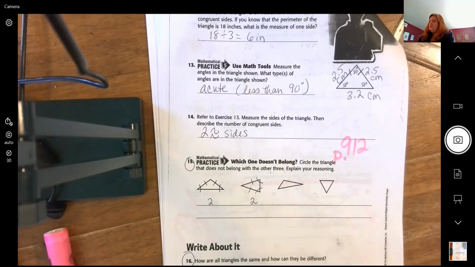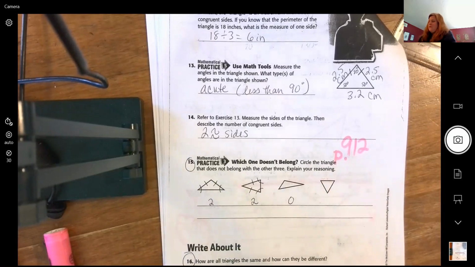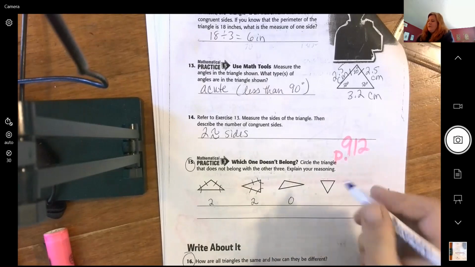What about this one? None. You can measure these, but really your eye should be able to start seeing most of these without measuring. What about the last one? How many congruent sides on that one? 3.